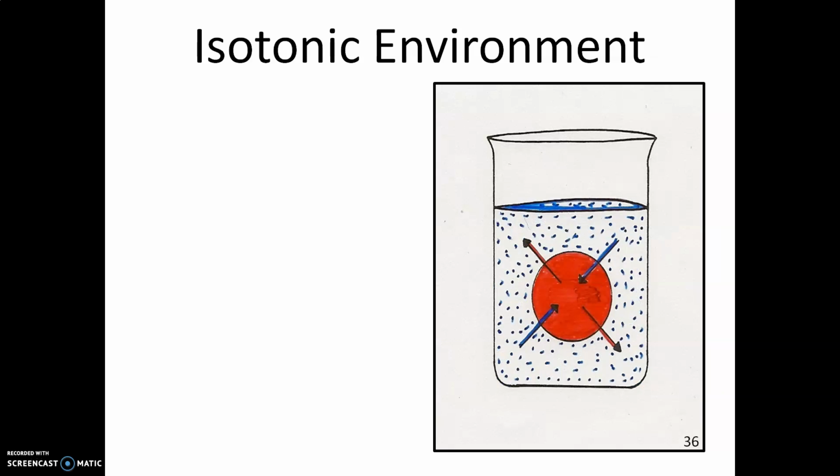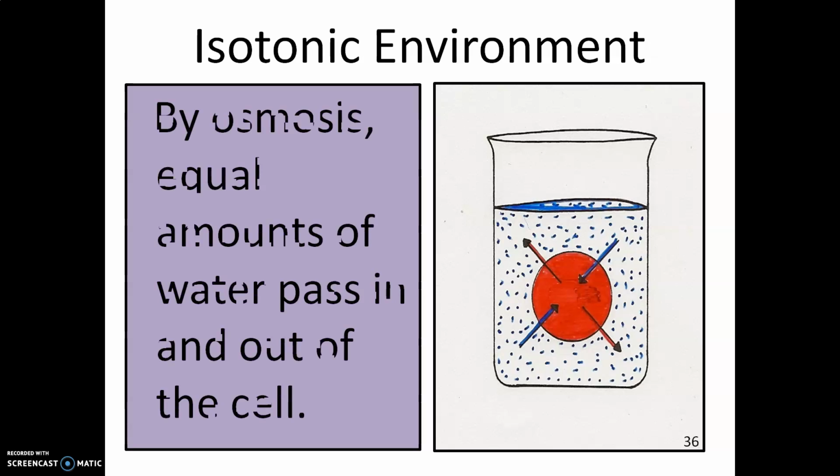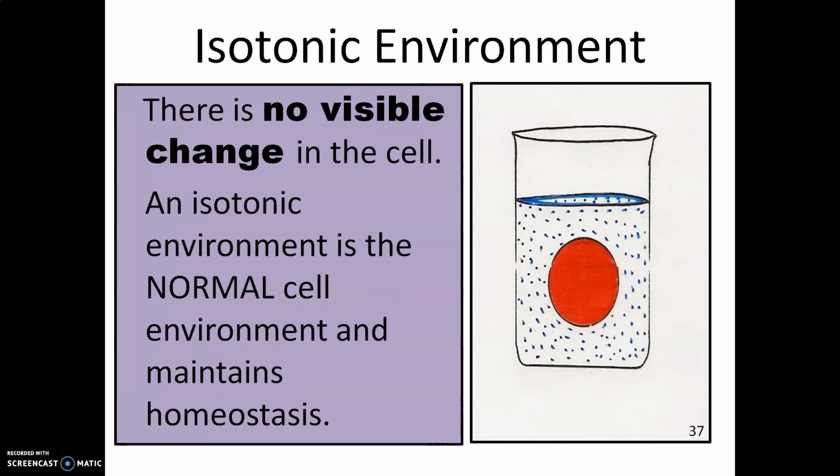So the water will actually move in and out of the cell, although you're going to see no visible change. The cell will look normal. It doesn't shrink, it doesn't grow, it just kind of sits there. But water is moving, you just can't see it. Water is in equilibrium already, so it's able to pass in and out.